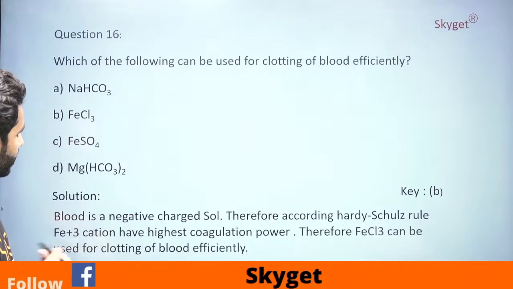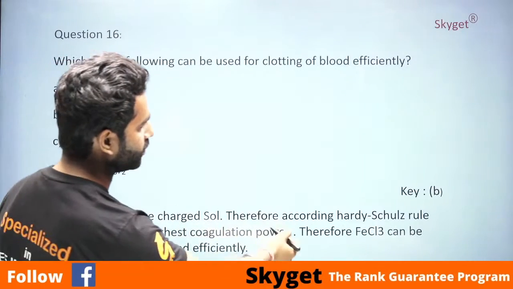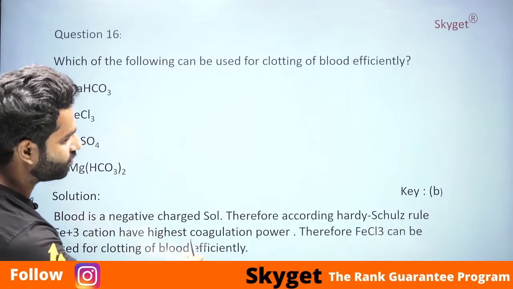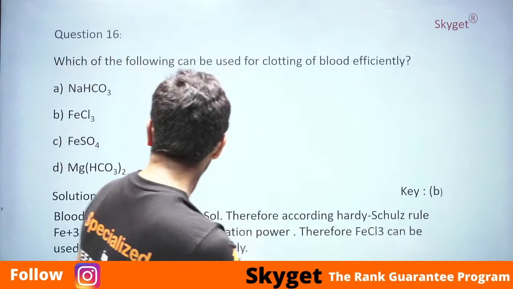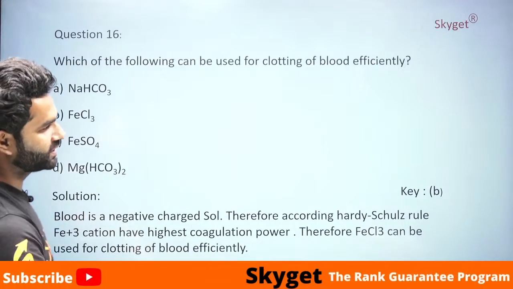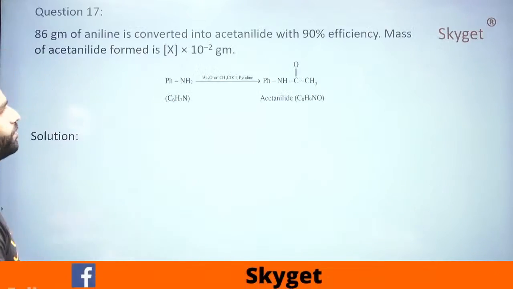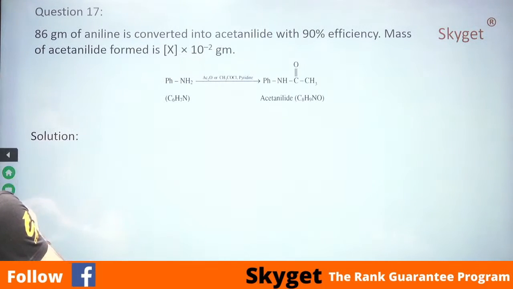The explanation is the same one. Blood is a negatively charged sol, therefore according to the Hardy-Schulze rule, Fe3+ cation has the highest coagulation power, therefore FeCl3 can be used for clotting of blood efficiently, as I discussed and as I explained to you properly. Same is the thing here. Let's go to the next question.